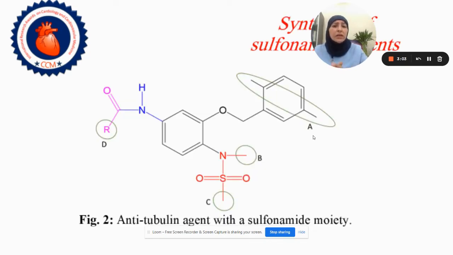So we started from 2-amino-5-nitrophenol to end with this chemical structure. Position A, position B, position C will be fixed. We will not change them. But at position D, we will apply structure-activity relationship and add 4 different substituents to end with sulfonamide derivatives L1, L2, L3, L4.